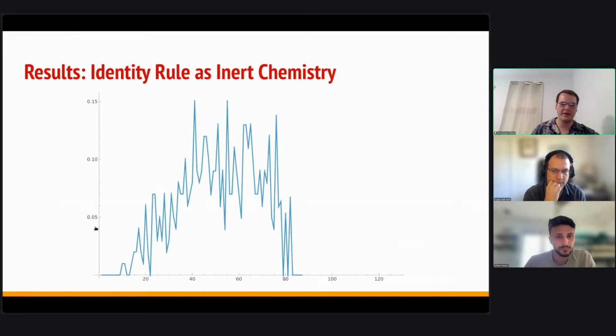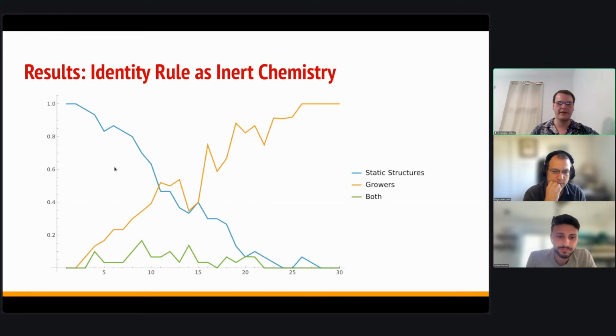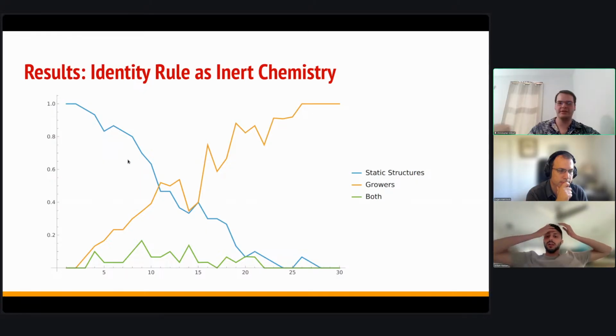So yeah, I probably should have included an image of that there. I might be able to pull one up after. But it's not too bad to analyze the behavior of the anti-identity rule. And so you could think of it as a simple result that, obviously, the identity rule only admits static structures and the anti-identity rule only admits growing structures. And therefore the ratio of both is just a hump in the middle.